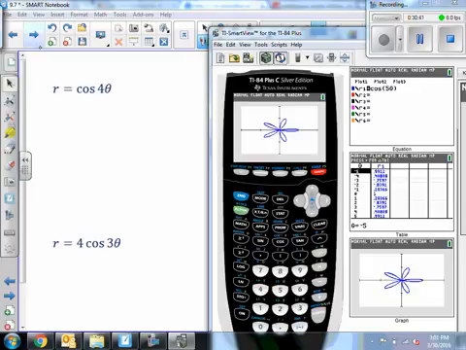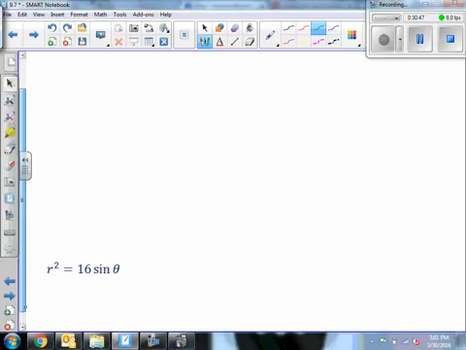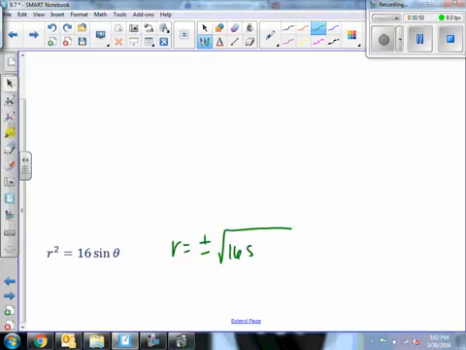You will have to adjust your window for some of these. The only one I want to give you a special hint for, that's next class, is this r squared equals 16 sine of theta. In order to enter this, you need to solve for r. So if I solve for r, I get plus or minus the square root of 16 sine of theta. Problem is, it's hard to enter plus or minus. So in your first option, r sub 1 is going to be the positive, then r sub 2 to make the negative. And that is how you'll do this.